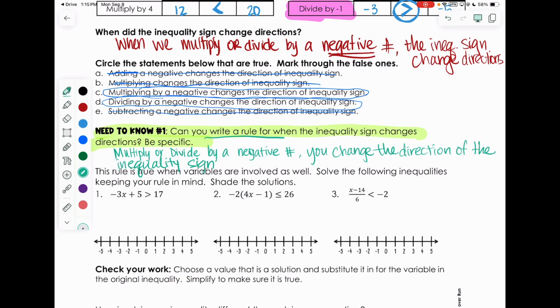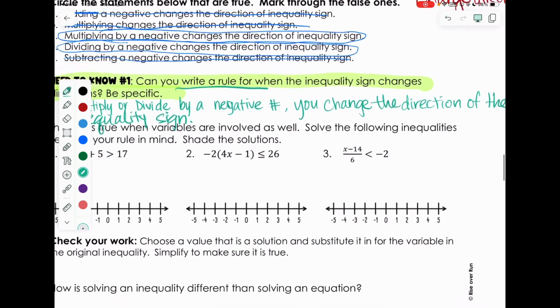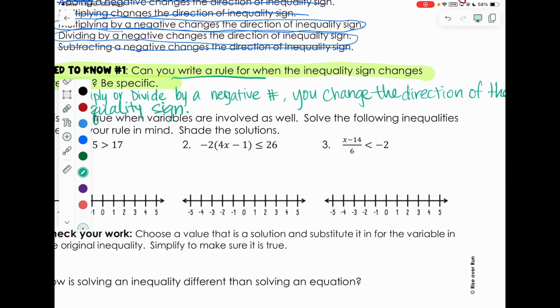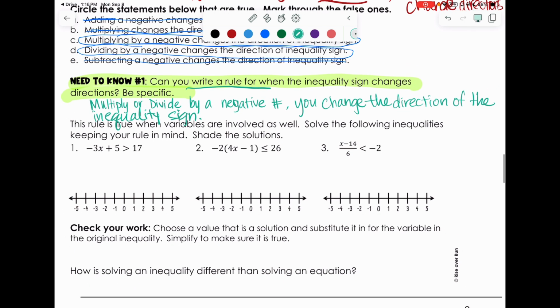If you don't have your own, there you go. Is that okay? Better? Okay. This rule is true when variables are involved as well. Solve the following inequalities, keeping your rule in mind. Shade the solutions. So go ahead and try it. I will pause for about, should I give you guys 5 minutes or 3? 3. Done. Yep. You're going to get back.